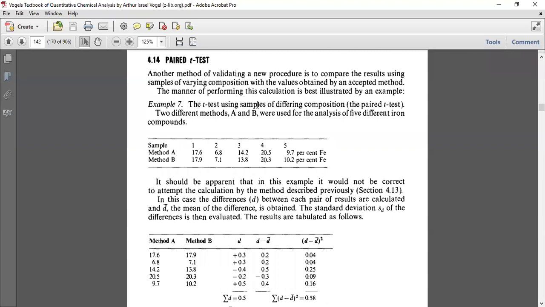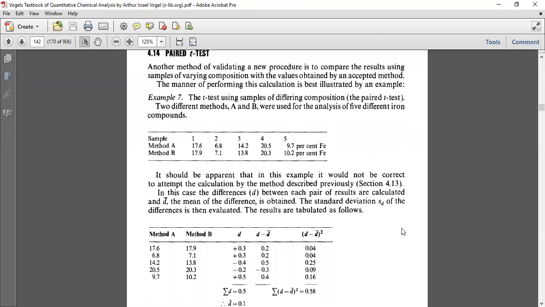See, the t-test using samples of different composition. Two different methods, A and B, were used for analysis of 5 different iron compounds. Sample, method A and method B. So for example, method A result is 17.6, 6.8, 14.2, 20.5, 9.7. Method B result will be like this. So it should be apparent that in this example it would not be correct to attempt the calculation by the method described previously, which we just saw, t-test, f-test, or the comparison of the results. So here we have to apply paired t-test, isn't it?